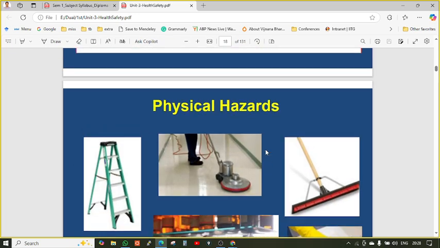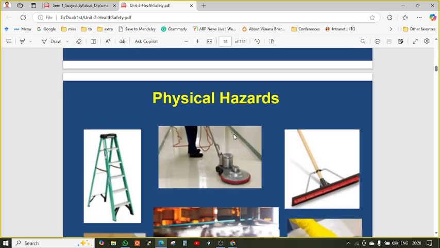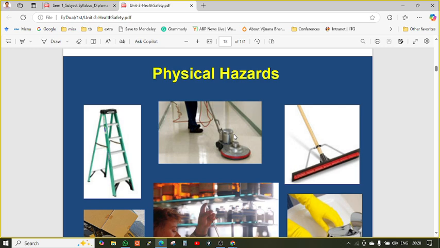Then come to the physical hazard. Physical hazard means injuries or some harm to your body physically. There are two kinds of hazard: physical hazard as well as mental hazard. Physical injury and mental injury are different things. We are going to cover both these things in your course. Both things are there, physical and mental. So first come to physical hazards.